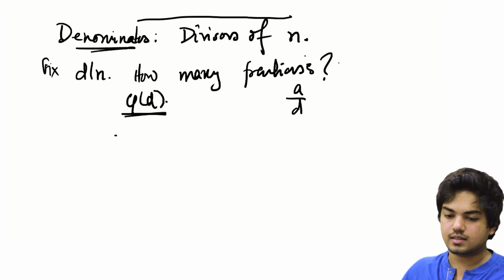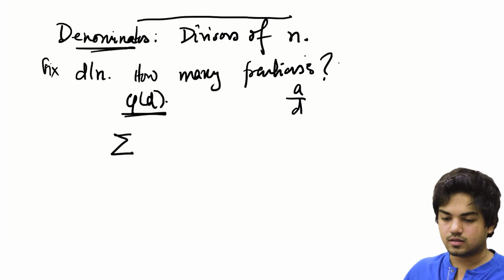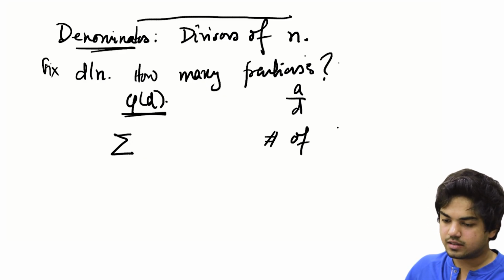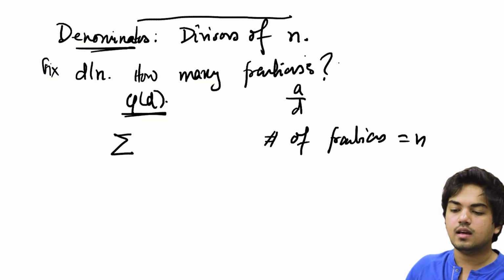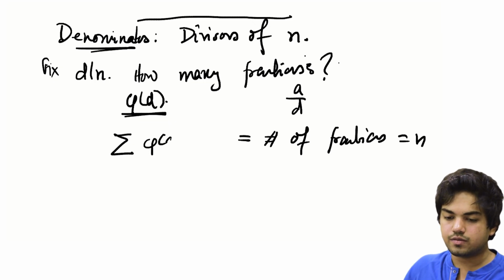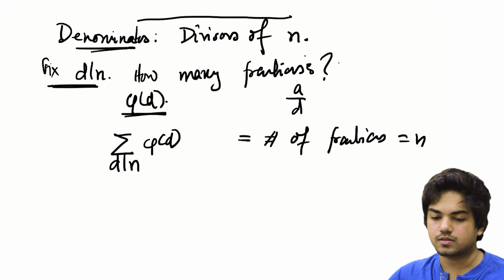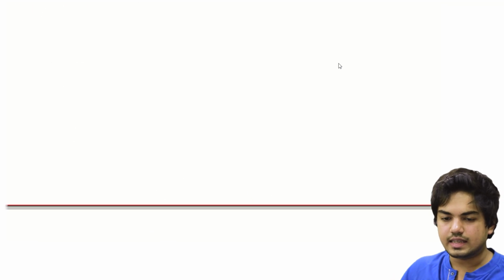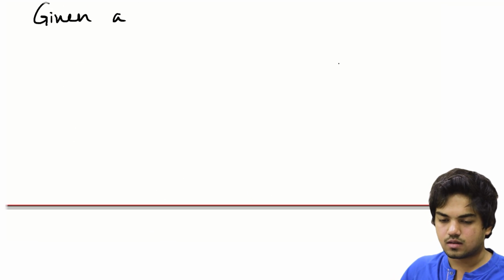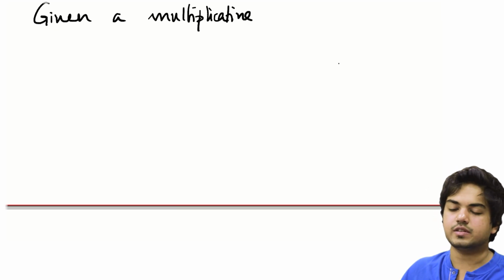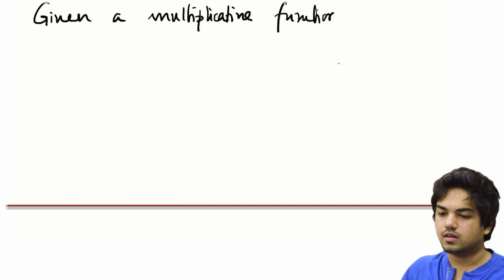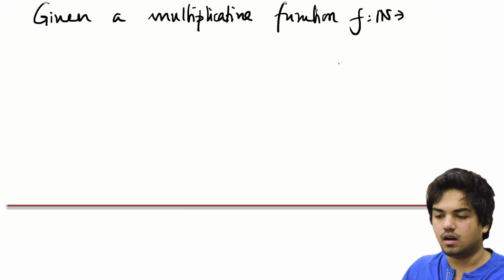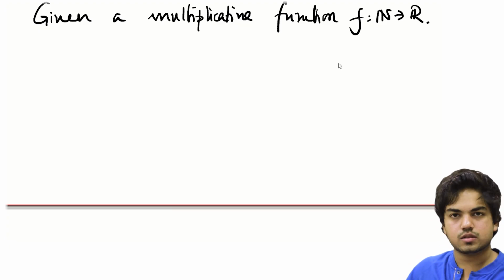So it's very nice. So you really just get a sum. So at this point, the result is clear that the number of fractions, which we already know to be n, is actually also equal to the sum of phi of d as d runs over the divisors. Very nice. It's a very sweet proof. But this does beg the natural question, which is, given a multiplicative arithmetic function f from the naturals to, let's say, real numbers.